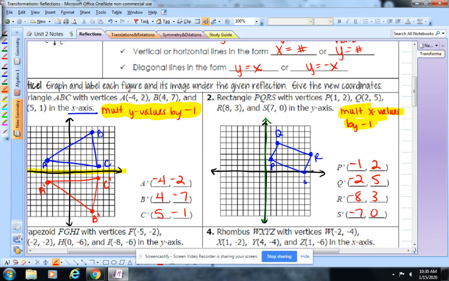So like I said, I don't care if you count your spaces and then write your ordered pairs, or if you write your ordered pairs and then graph, but you got to do both. Does that make sense? I like to do both and kind of check. So there's P prime. Just make sure that the new one has the apostrophes. P prime.